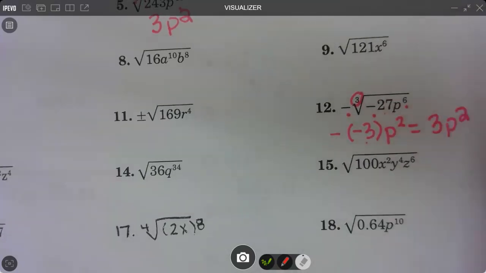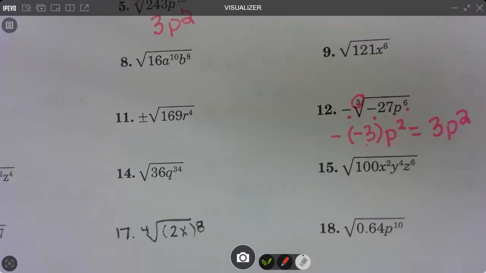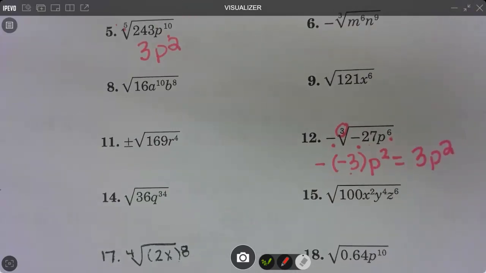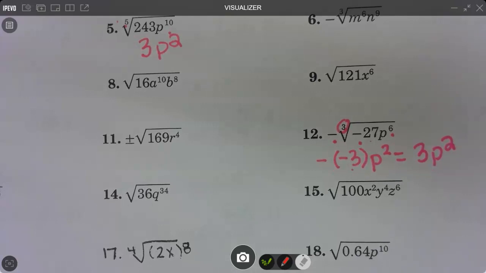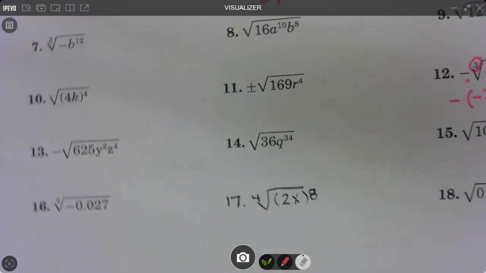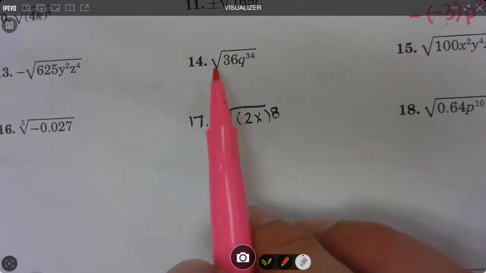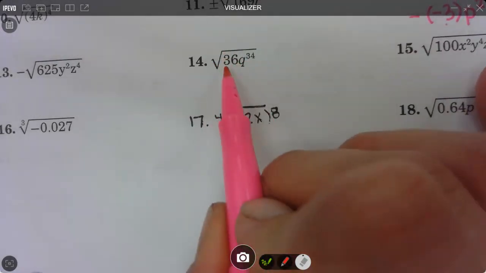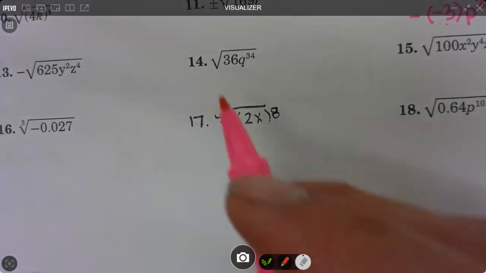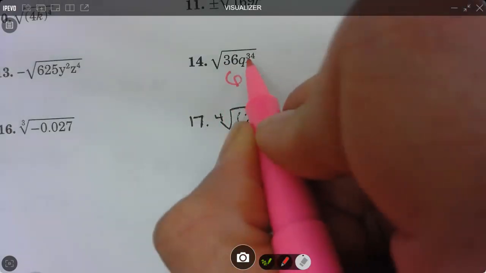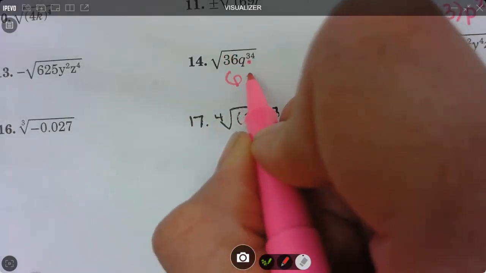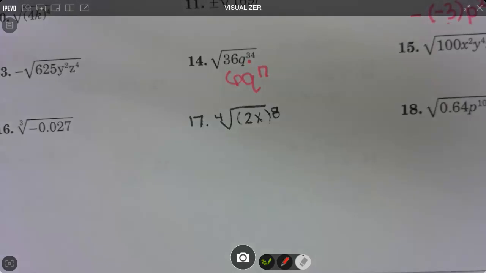So that is 3p squared also. And then if it's a square root, we look for that in our chart. The square root of 36 is 6. Even divides by 2. So that becomes 17.